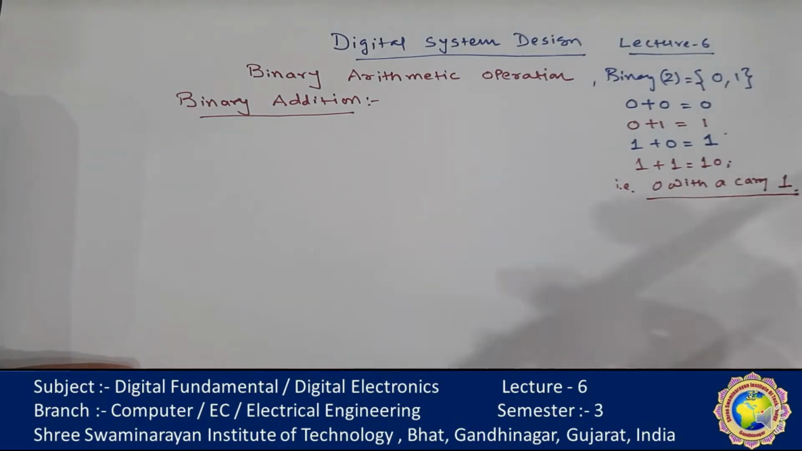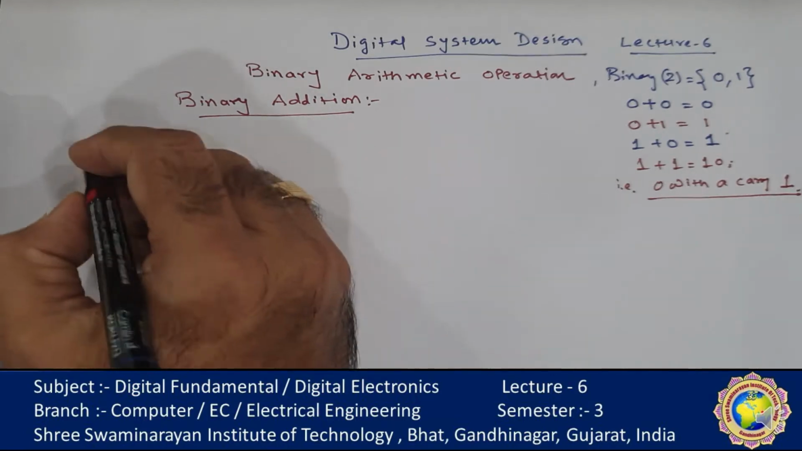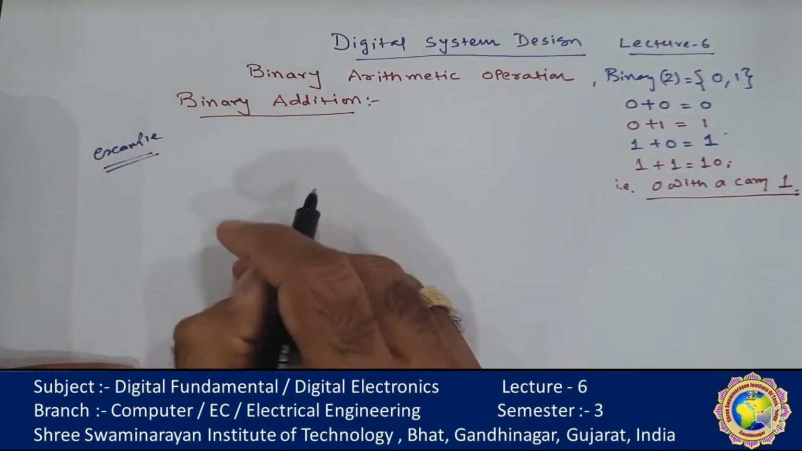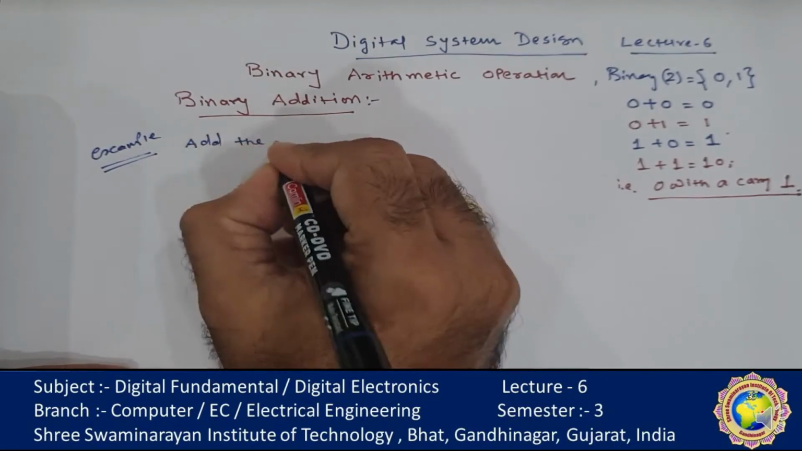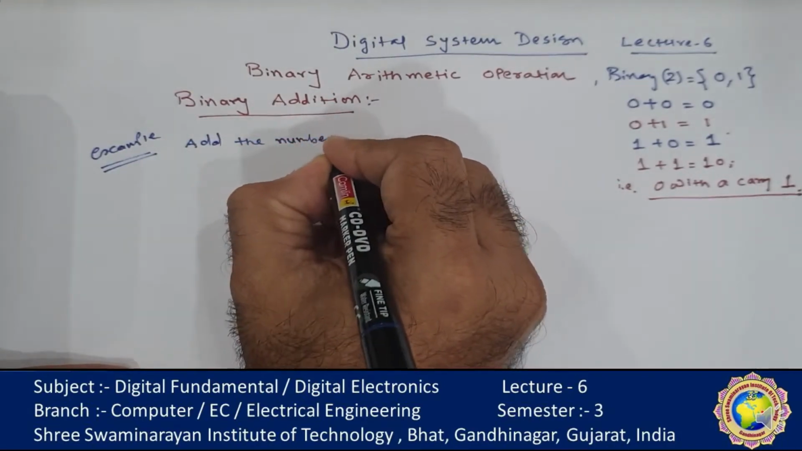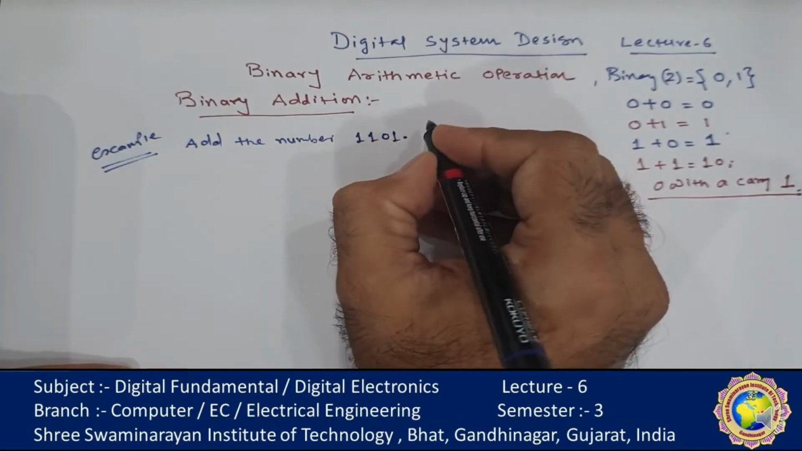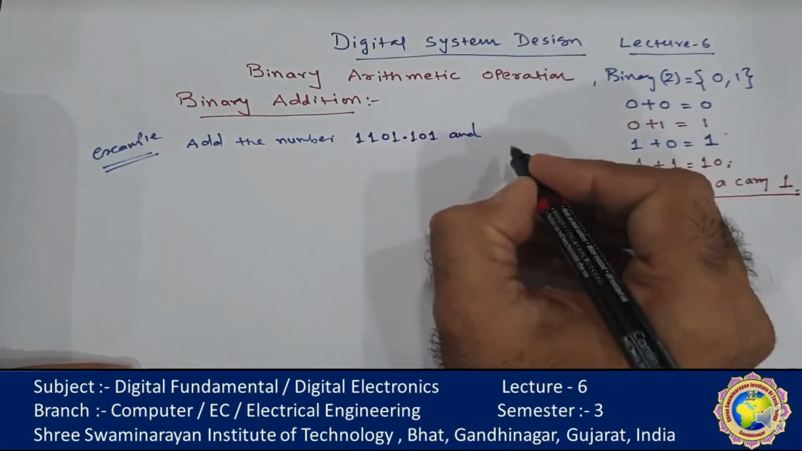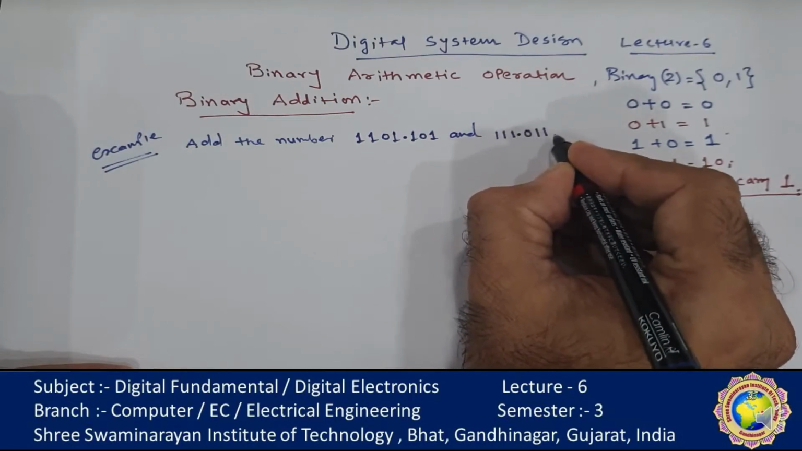In this way we can add the two bits binary number. Let's take one example. We have to add the two numbers which are given in binary. The numbers are 1101.101 and 111.011.